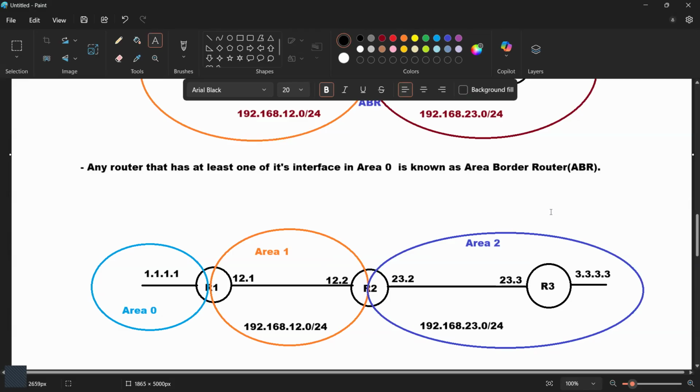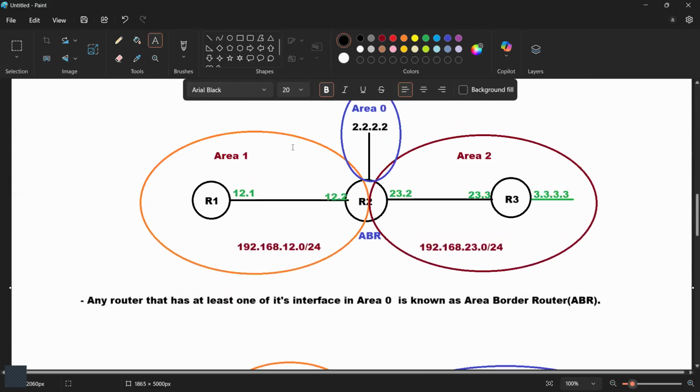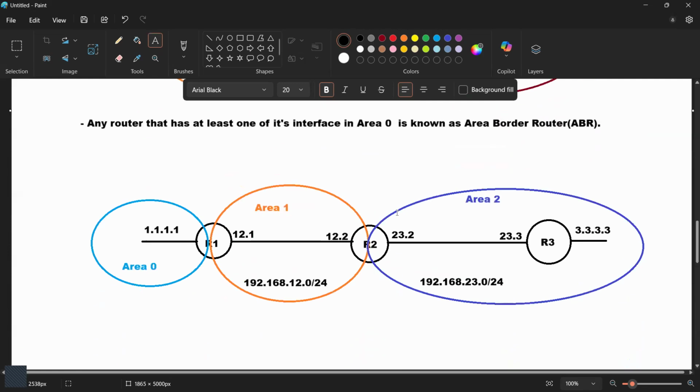R3. Yes. If R3 was part of area 1 only, in that case, they would have the communication. So in the example situation, R2 is area 0, with one loopback in area 0. Now, on R2 itself, all three areas are there. Similarly, here if we make R2 area 0 as well, we'll have communication.